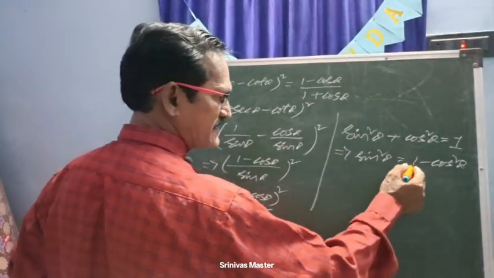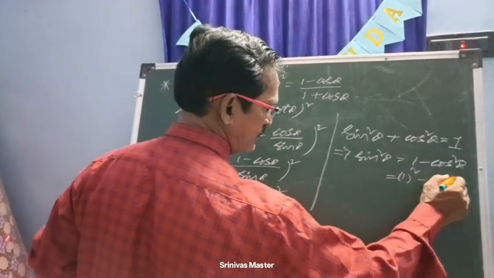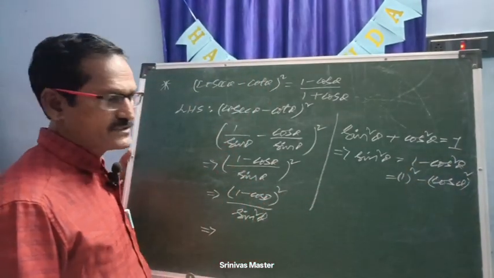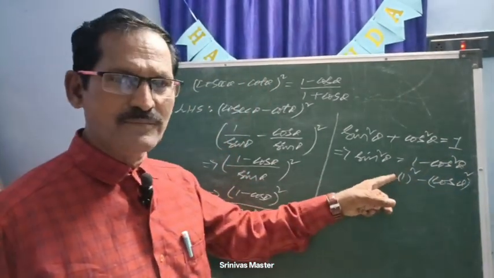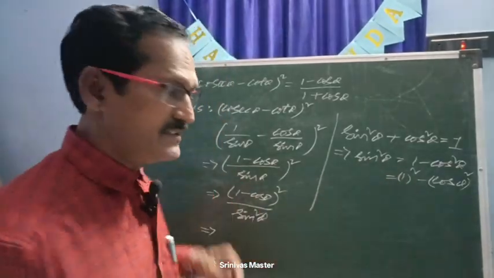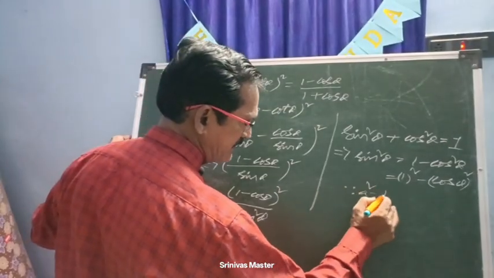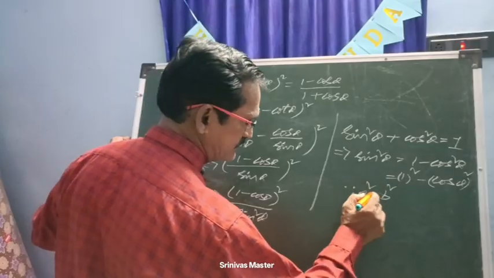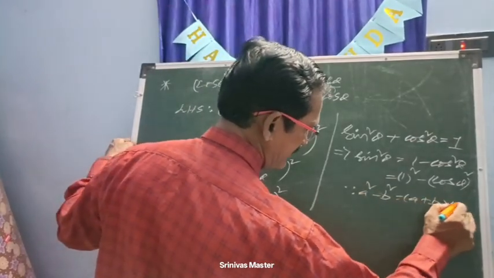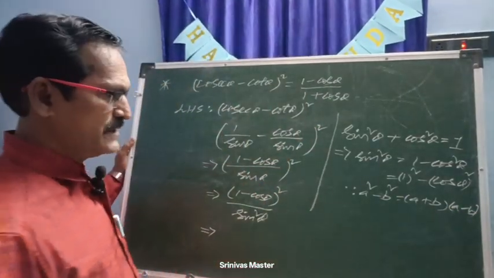1 minus cos square theta can be written as 1 whole square minus cos theta whole square, because cos square theta we can write as cos theta whole square. So what formula will be applicable? According to the algebraic identity, a square minus b square. You must remember that a square minus b square is equal to a plus b into a minus b. Of course, we can also write a minus b into a plus b.